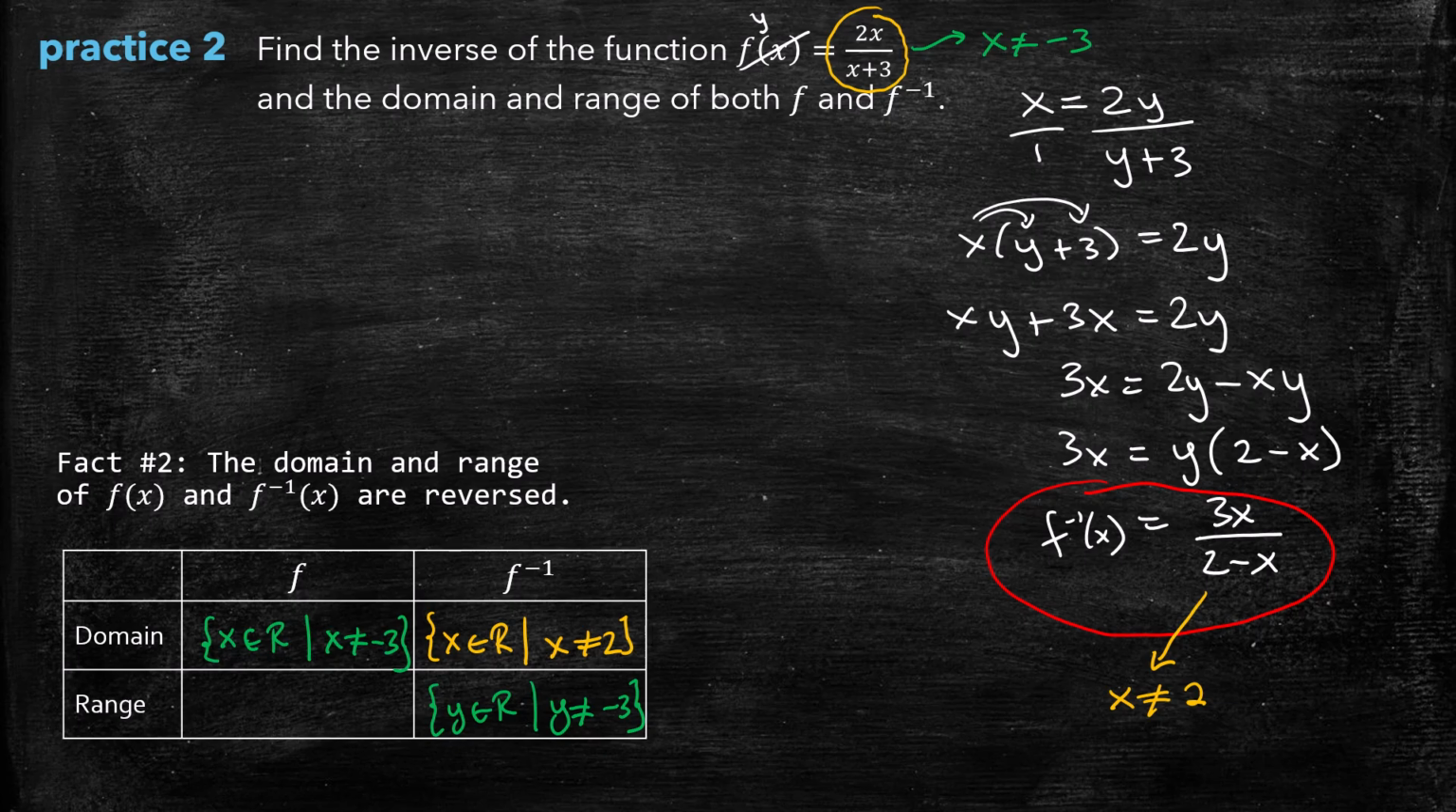Remember, it was a little hard to tell what was allowed or not allowed to come out of this function, but now we know that y is contained in the set of real numbers and y is not going to ever be equal to 2. There's no value of x that would generate a y value of 2 in that original function.